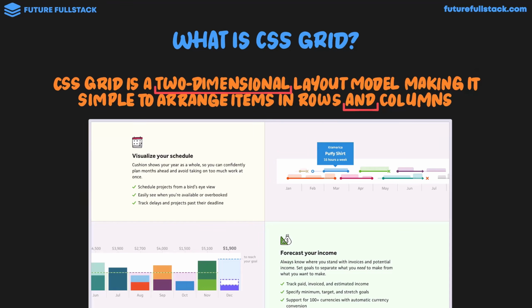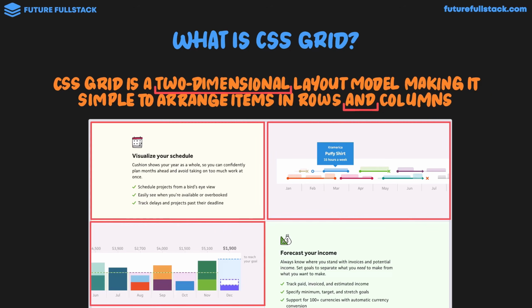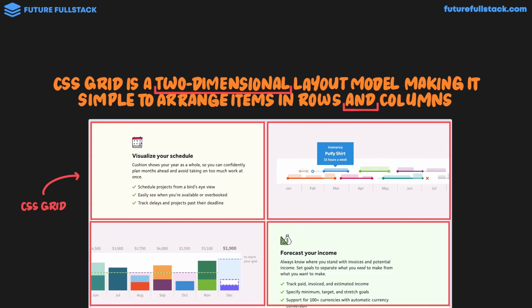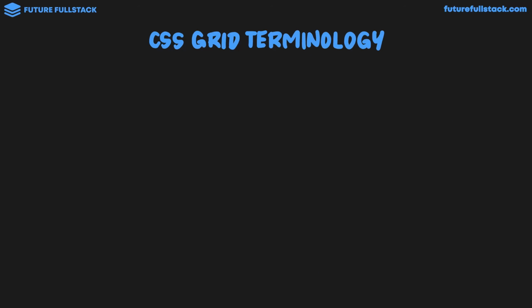On this page, you can see we have a 2x2 grid, and there are a total of 4 grid cells. We can see the first one here, the second one here, the third one here, and the fourth one here. This is an example of a two-dimensional layout which has rows and columns, where CSS Grid is used to achieve this. So let's start looking at some CSS Grid terminology.